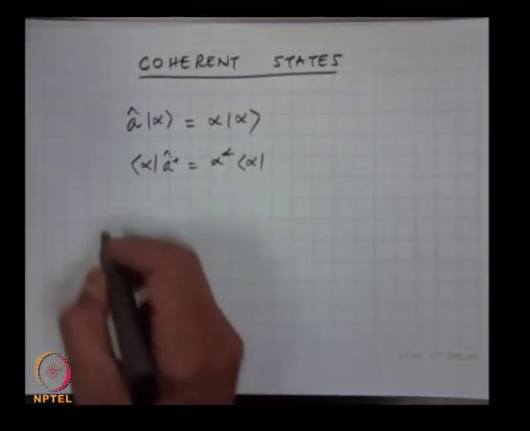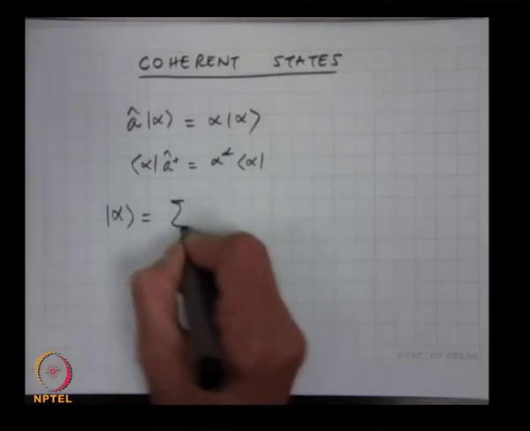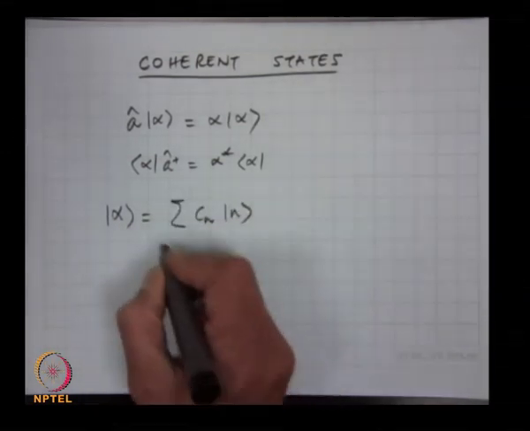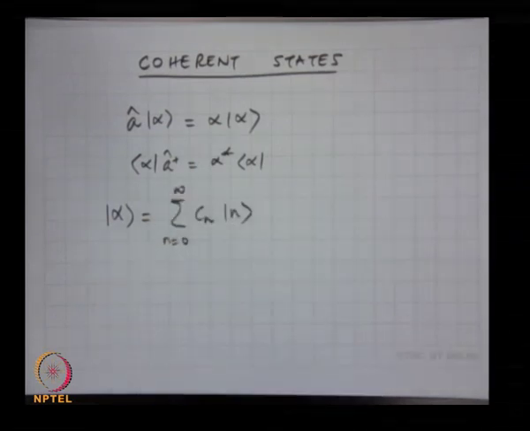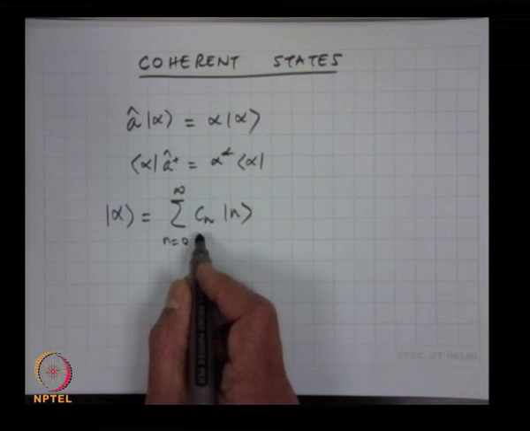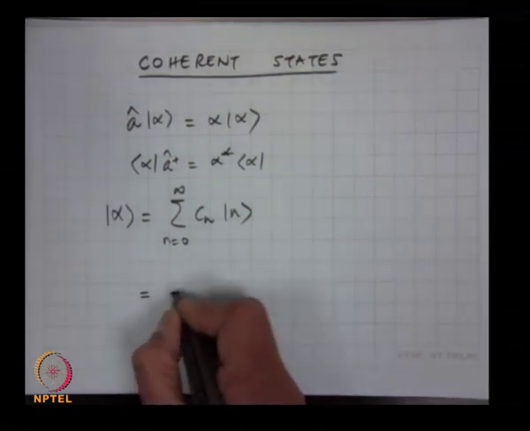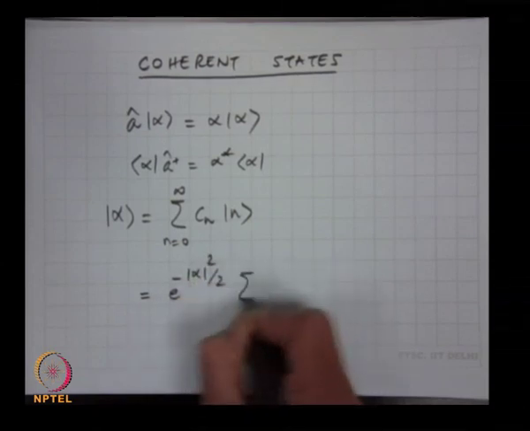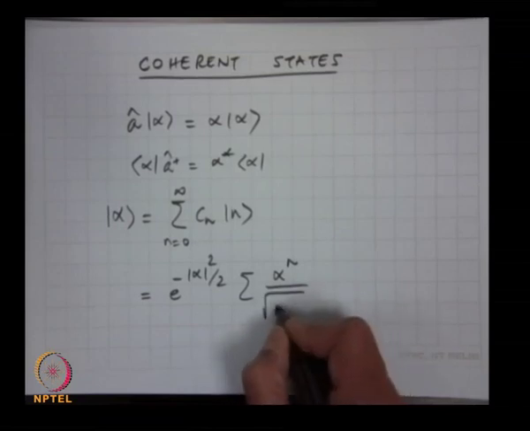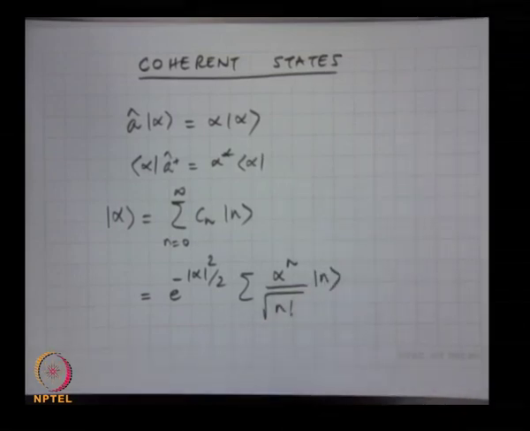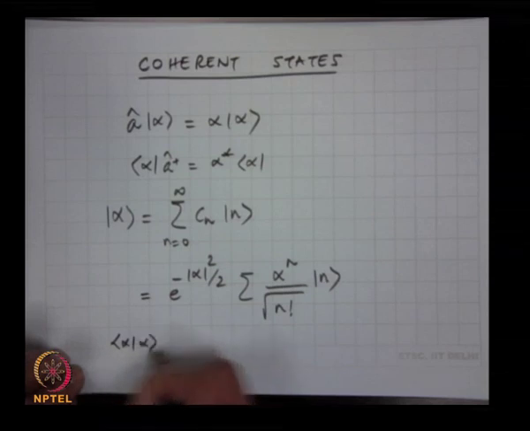Now, in the last class, we wrote this |alpha> as a superposition of the |n> states, because the |n> states form a complete set of states. You can expand any state in terms of these |n> states, and Cn are the expansion coefficients. We had calculated the values of Cn in the last class, and we had shown that this is exp(-|alpha|^2/2) alpha^n divided by the square root of n factorial. And |alpha> satisfies, of course, the normalization condition <alpha|alpha> = 1.